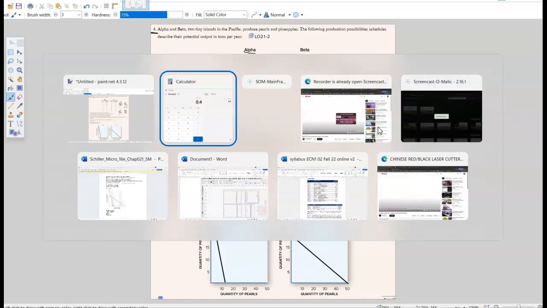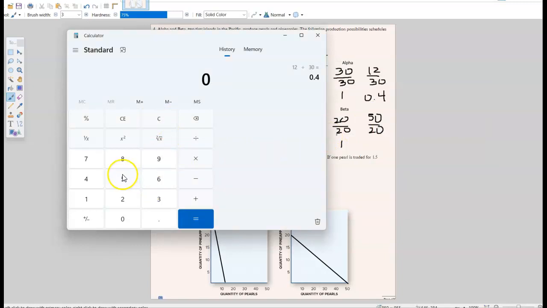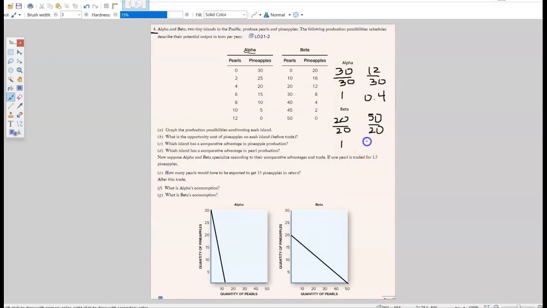Let's get the trusty calculator. So 50 divided by 20, that's 2.5. So what this is saying is when beta produces 1 pineapple, it has to give up 2.5 pearls. So we just figured out here, this is the opportunity cost. The opportunity cost of pineapples is 0.4 in alpha, and it's 2.5 in beta.